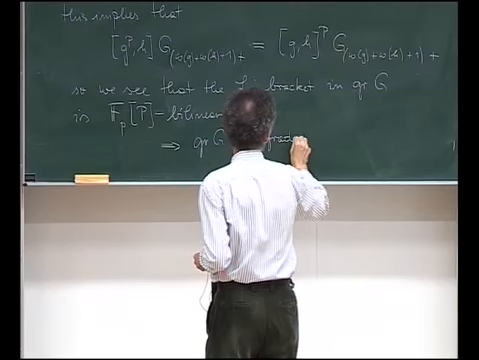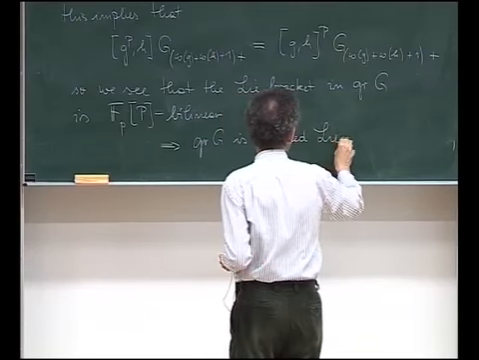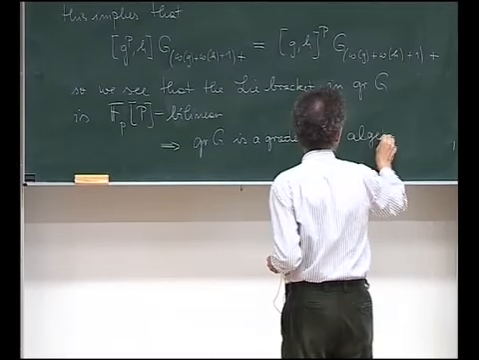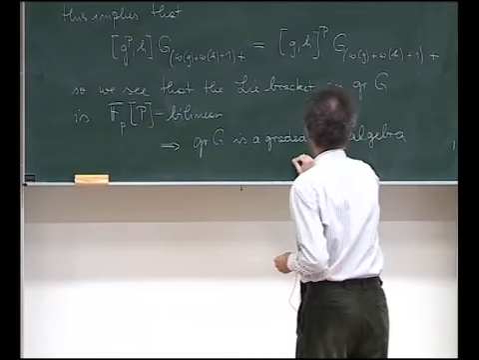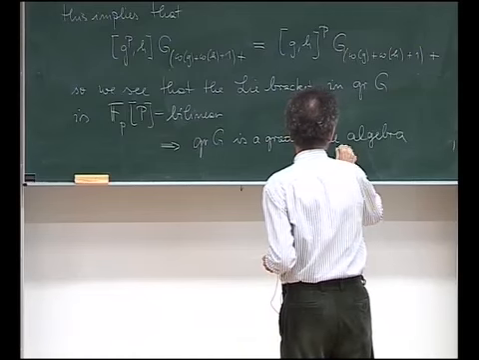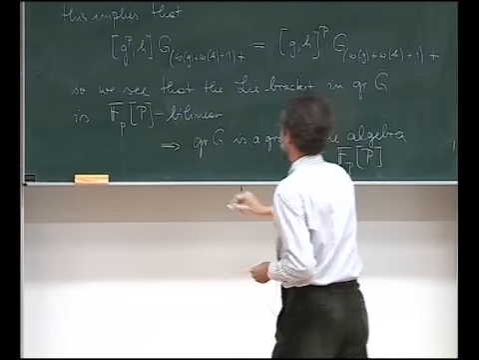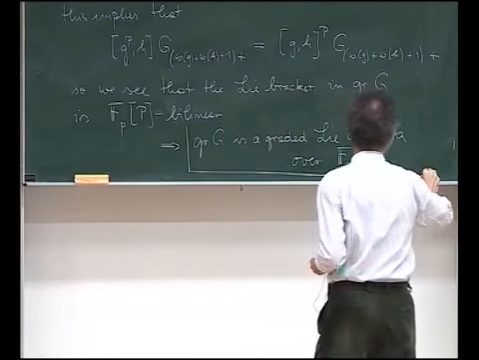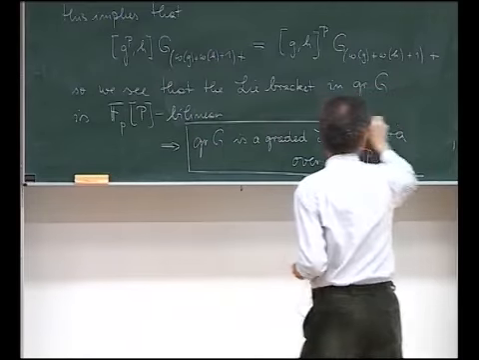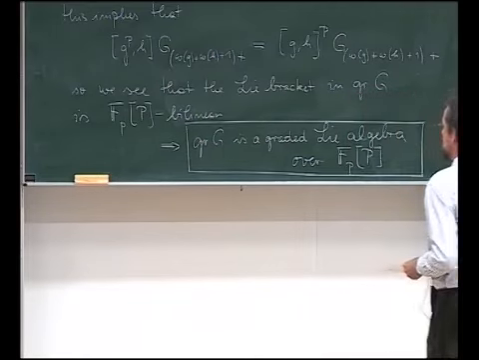So, okay, now we have everything together. G is a graded Lie algebra over this polynomial ring.